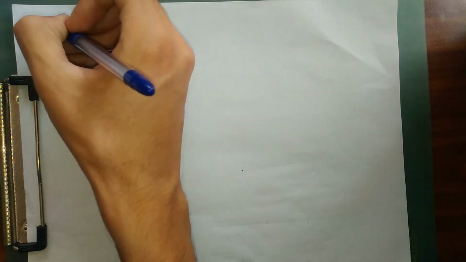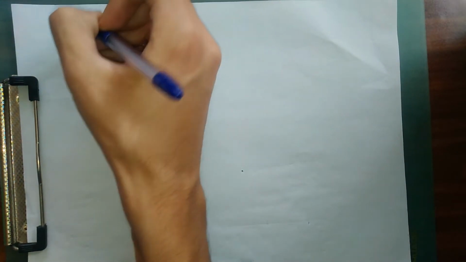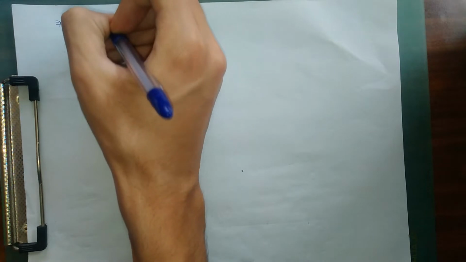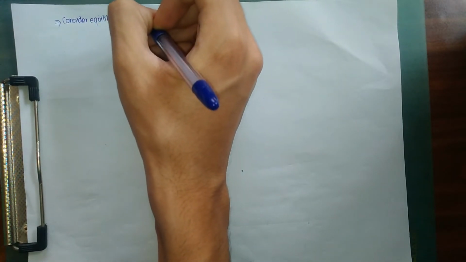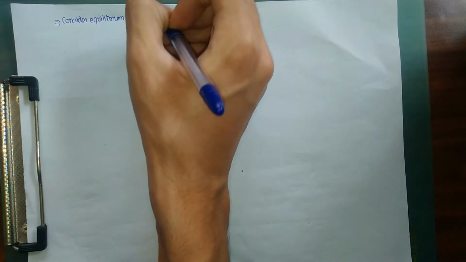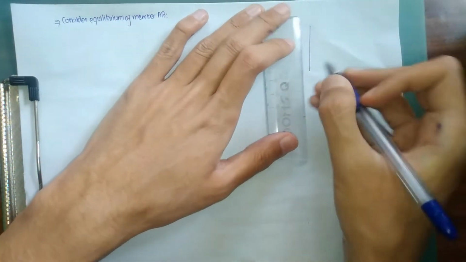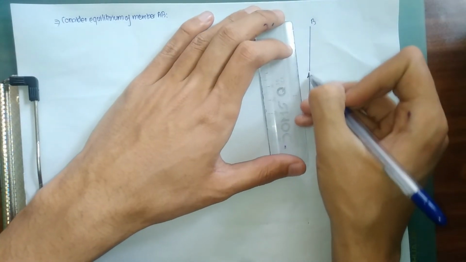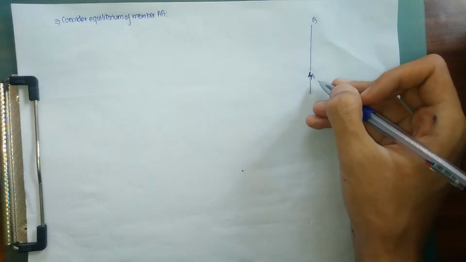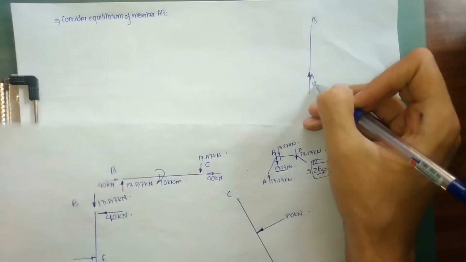As I already explained before, our overall frame is in equilibrium. So firstly, what we are going to do is consider equilibrium of member AB. Let me draw my figure for my member AB as well. What does my figure AB look like? This is my A, this is my B, and as I explained before, for my member AB there is a force of 13.5 kN acting upward.